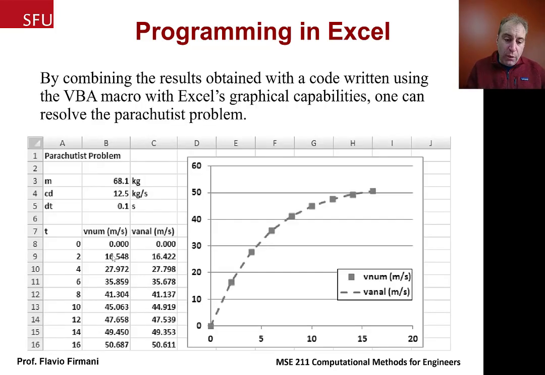So this is the representation of the parachutist problem solved in Excel. Each of these cells represents the parameters of the system, mass and the drag coefficient. Then here we have the independent variable, time. And then, if you already solved the problem numerically, you can just enter the values, or you can even write your own equation.